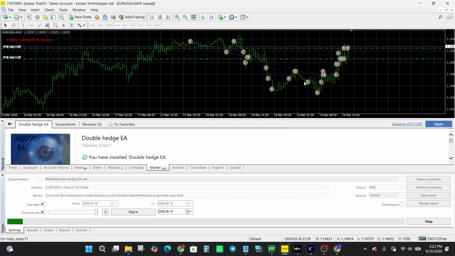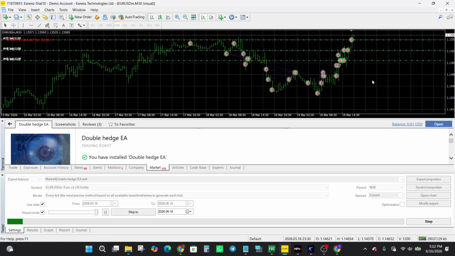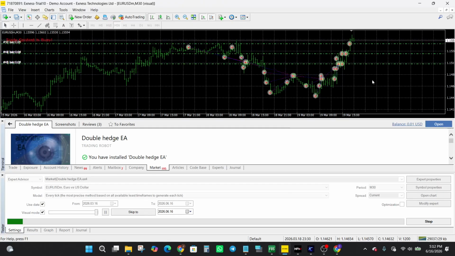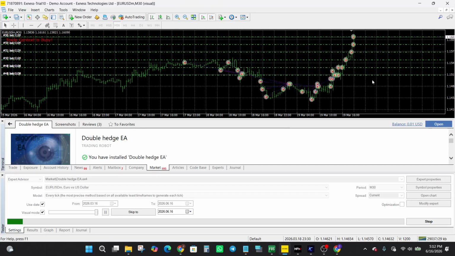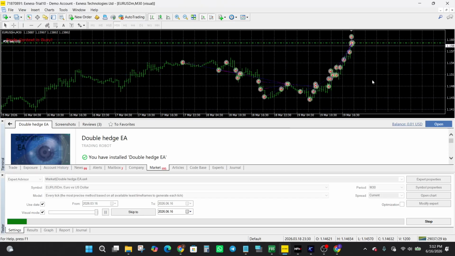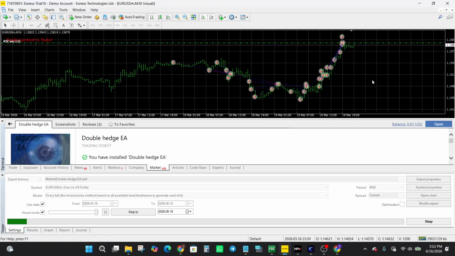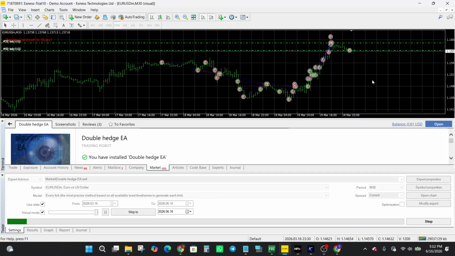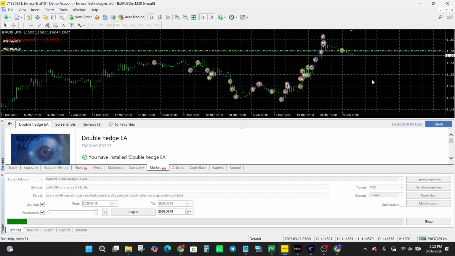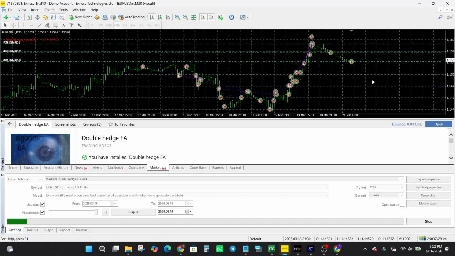So when analyzing the historical chart activity, it is helpful to pay attention to how position counts change over time, how basket management influences trade closures, and how overall drawdown develops throughout the testing period. These observations can often reveal more about an EA's behavior than headline profit figures alone.